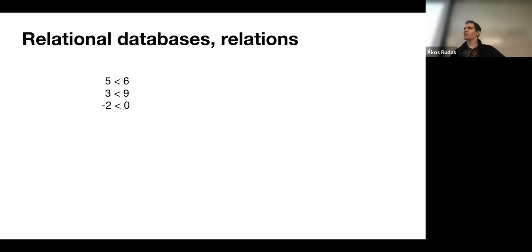So what are relations? Here we see 3 examples of a relation. What is the relationship between this 5 and 6? Anyone? Exactly, 5 is less than 6. We can say the same relationship about 3 and 9. 3 is smaller than 9, and -2 is smaller or less than 0. So since we have relational databases, we should be able to store this in a database. But how do we do that?